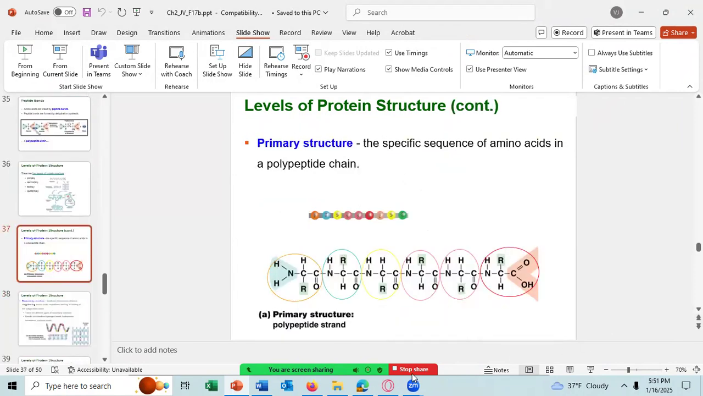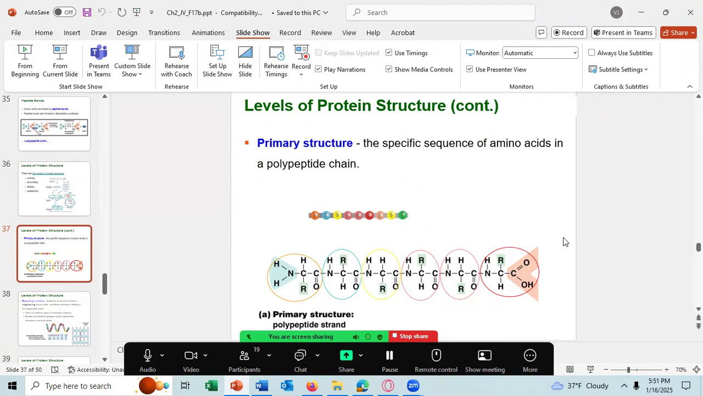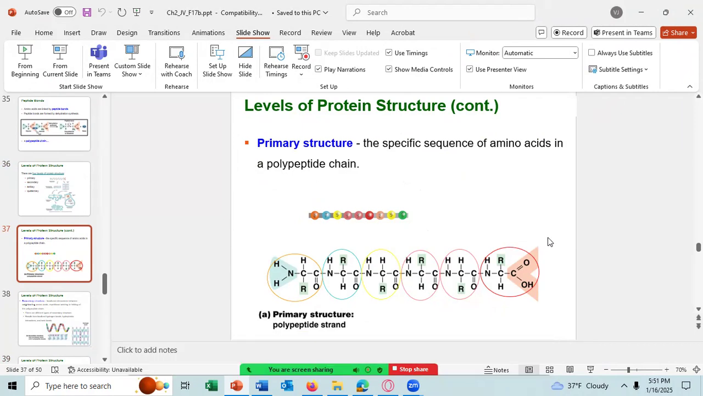If not, let's go on. The primary structure, once again, is the sequence of amino acids in a polypeptide chain. So once a protein is made, all it has is the primary structure, where there will be one amino acid following the next. Any question about any of that?